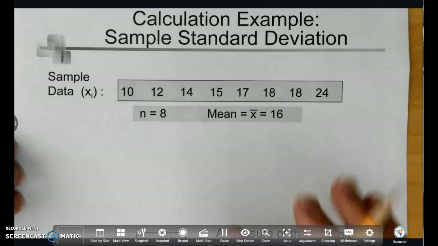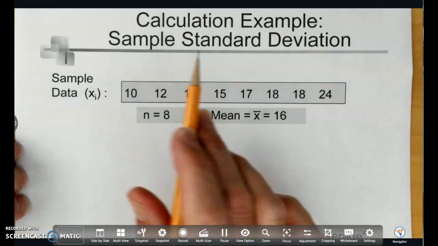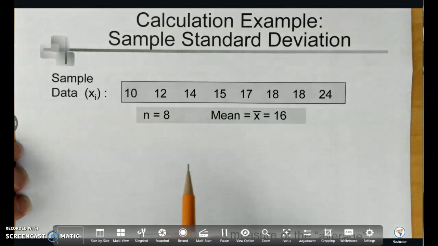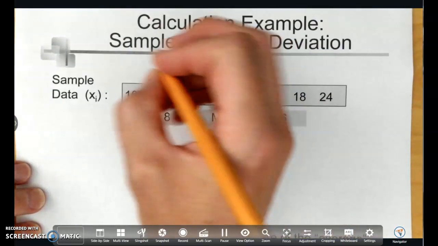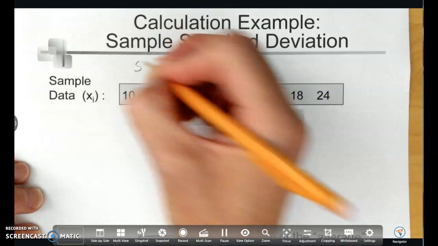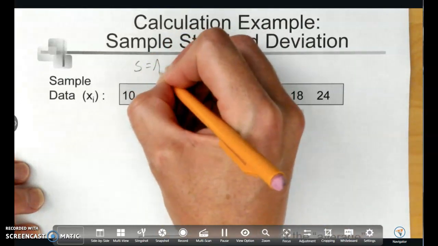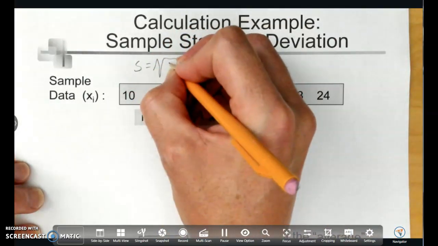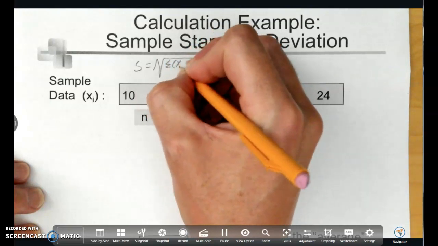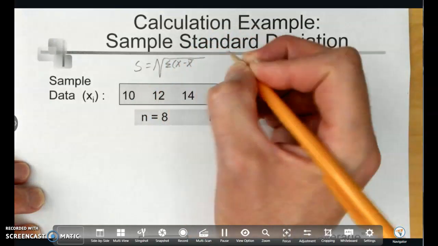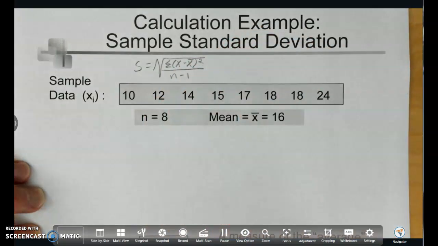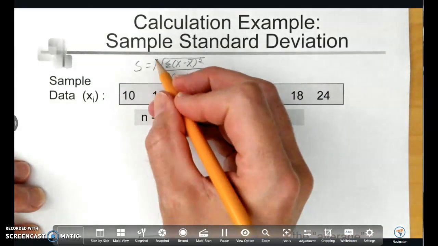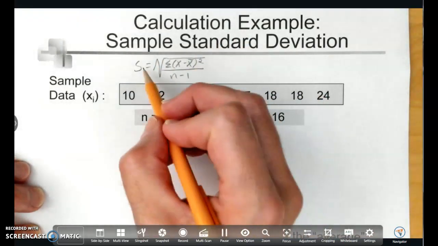All right, let's start off this video with a manual calculation of the sample standard deviation. Okay? And first thing we need is the formula. Well, the formula for a standard deviation is equal to the square root of the sum of all of our x values minus the mean, sample mean squared, divided by n minus 1. Okay. Now remember, if we had not rooted that, then it would be the variance.